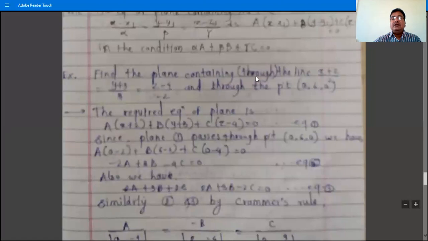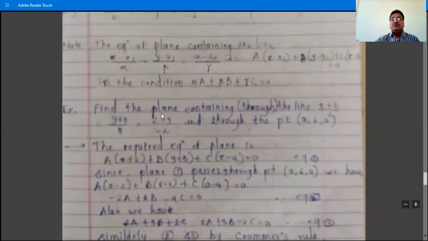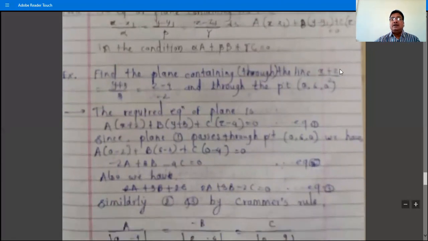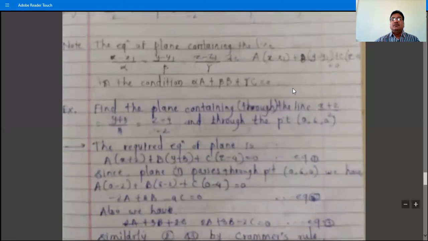Passing through the line or containing the line, the required equation of plane, the formula is this. Equation of plane containing the line or through the line (x plus 2)/2 = (y plus 3)/3 = (z minus 4)/(minus 2) is A(x minus x1). So what are x1, y1, z1? Minus 2 is x1, minus 3 is y1, and 4 is z1.